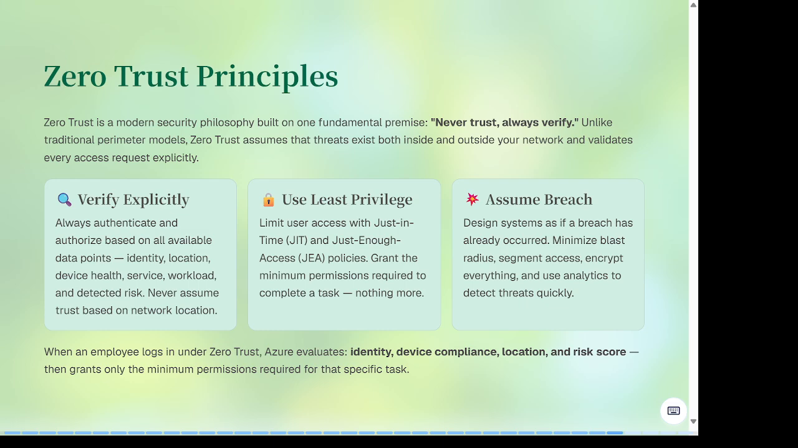Think of zero trust like entering a secure airport zone. You don't just show your ID once. Instead, you are verified at multiple checkpoints. Access is granted based on clearance level. Restricted zones require additional validation. Monitoring continues throughout your movement. Trust is never permanent, it is always verified.